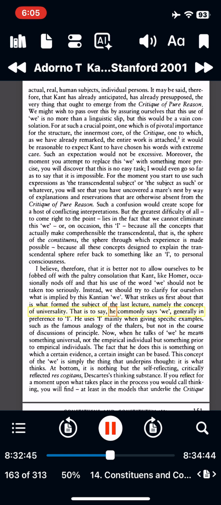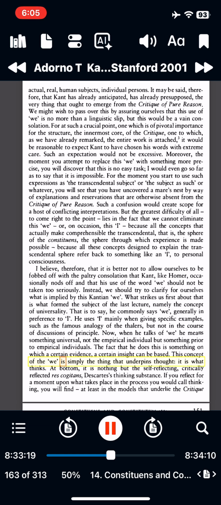That is to say, he commonly says "we," generally in preference to "I." He uses "I" mainly when giving specific examples, such as the famous analogy of the thalers, but not in the course of discussions of principle. Now, when he talks of "we" he means something universal, not the empirical individual but something prior to empirical individuals. The fact that he does this is something on which a certain evidence, a certain insight can be based.